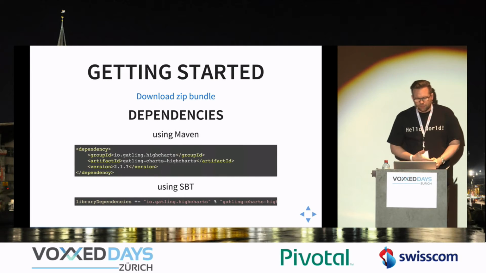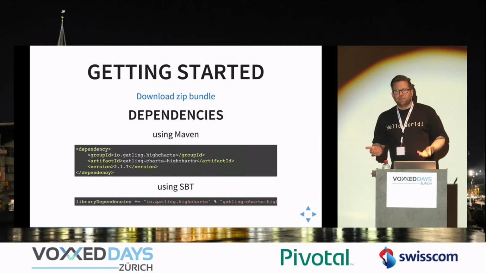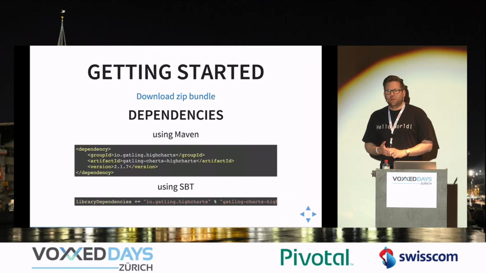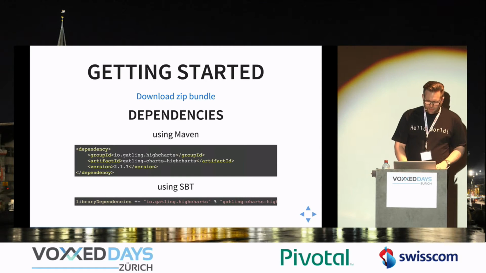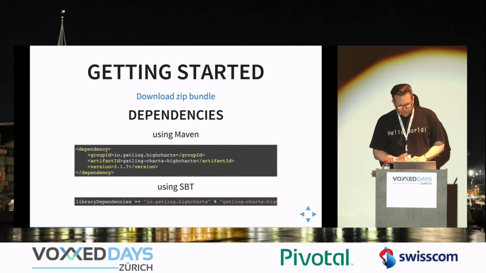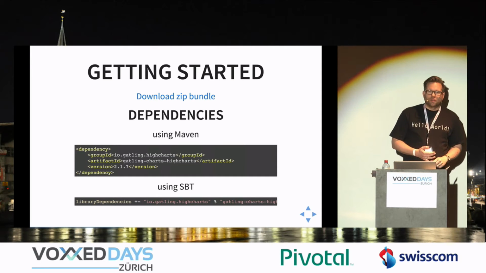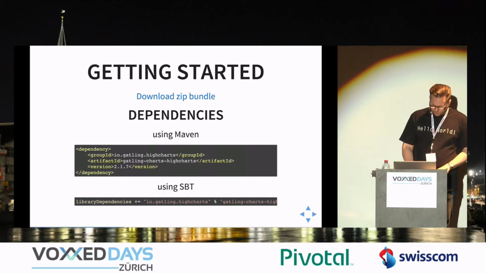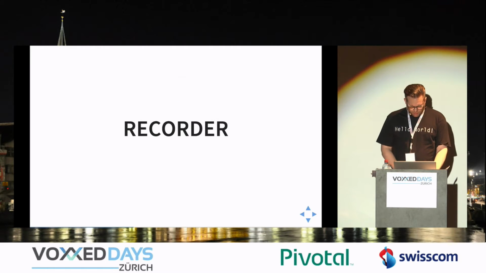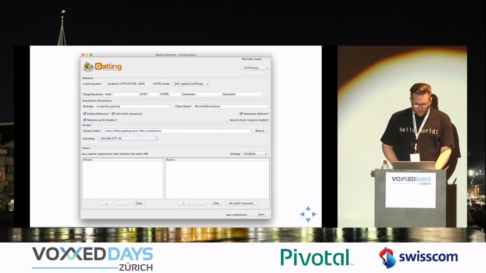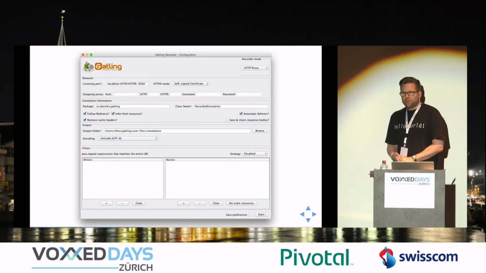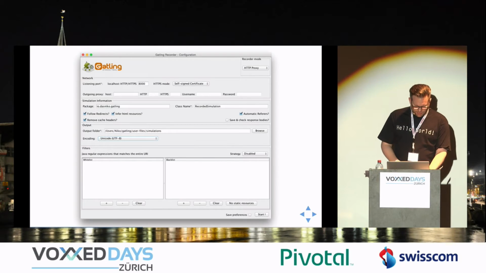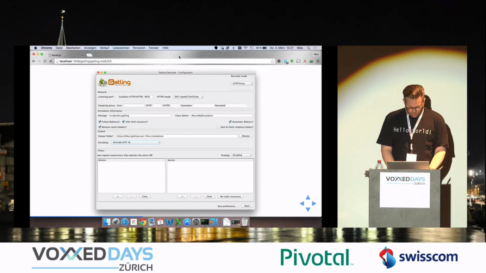How to get started? You can download simply a complete bundle of Gatling and use this. This is what I will show you in a few seconds. And you can use the dependencies in Maven or in the Scala build tool for integrating the tests in your build. So you have a recorder in Gatling for recording the scenarios you want to test. And let's start with this recording session.